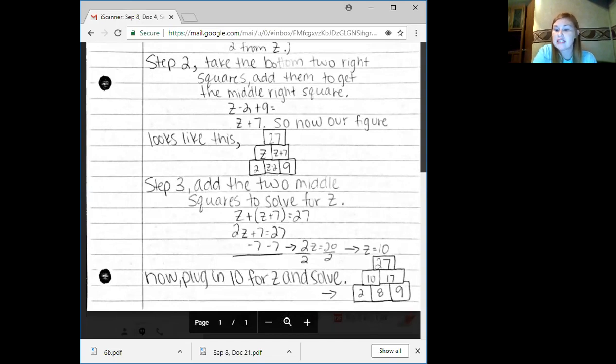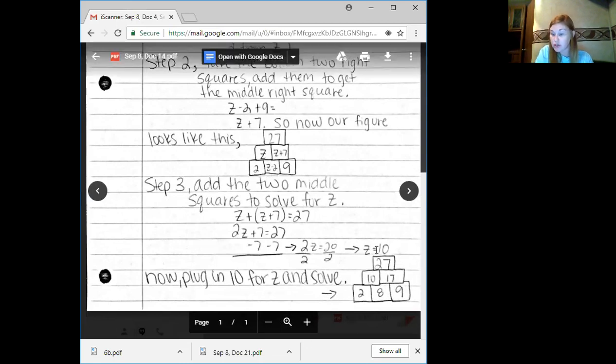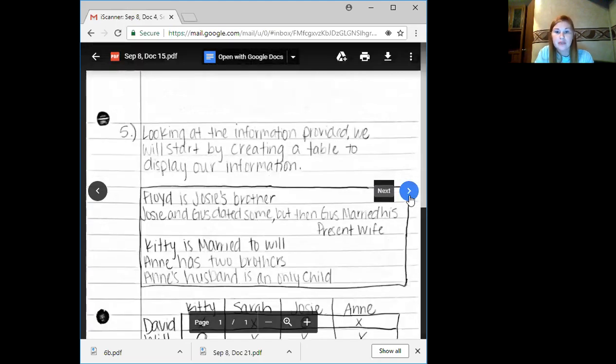So then we'll plug in 10 for z and solve. So we'll get 27 on top, 10 and 17, which equal 27, and so on down the bottom of the pyramid. Next, we're going to look at number 5.